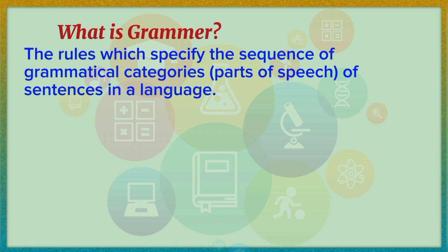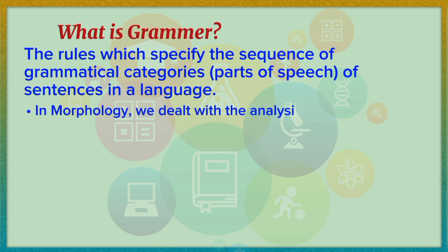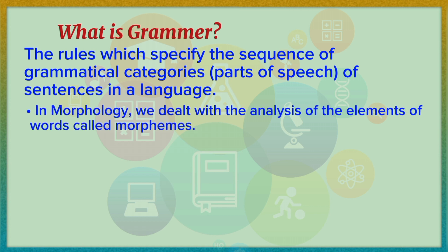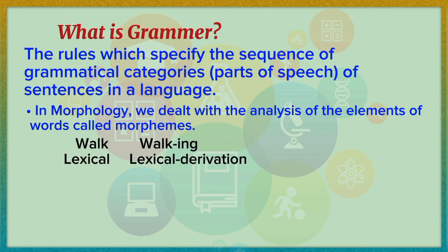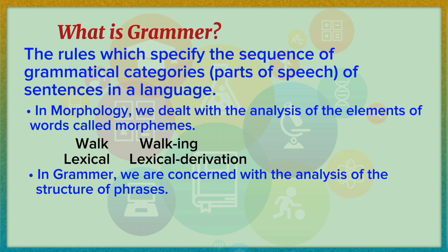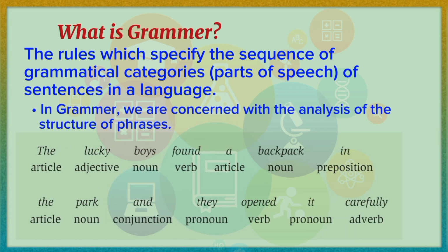In the previous chapter, Morphology, we dealt with the analysis of the structural elements called morphemes of words, like walk, walking, walker. But in grammar, we shall be concerned with the analysis of the structure of phrases and sentences. We know any sentence or phrase is formed by the combination of grammatical categories of words called the parts of speech, such as nouns, pronouns, verbs and adjectives, etc.